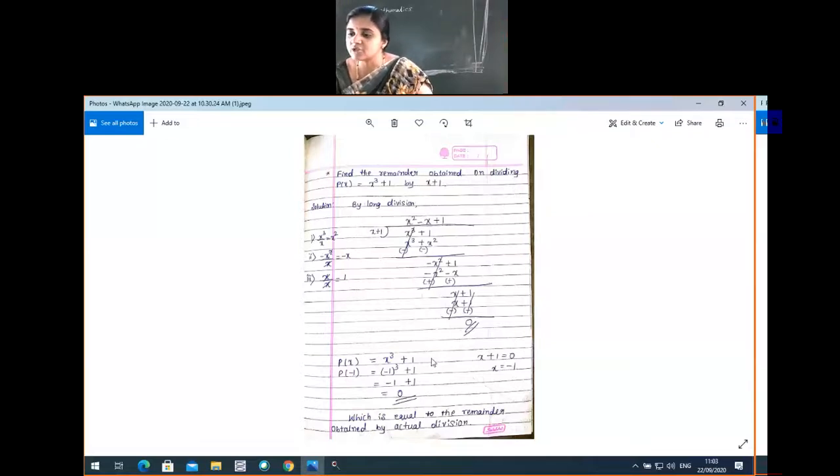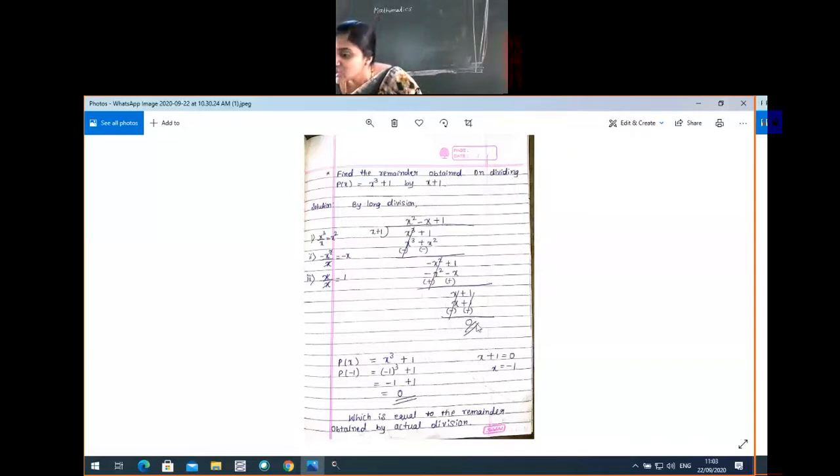We have to substitute x equal to minus 1 in P of x is equal to x cube plus 1. In place of x in x cube, minus 1 cube plus 1. Minus 1 cube, the answer is minus 1, because minus into minus is plus, plus into minus again is minus, 1 into 1 is 1 only. So minus 1 plus 1. Minus 1 plus 1 is 0.